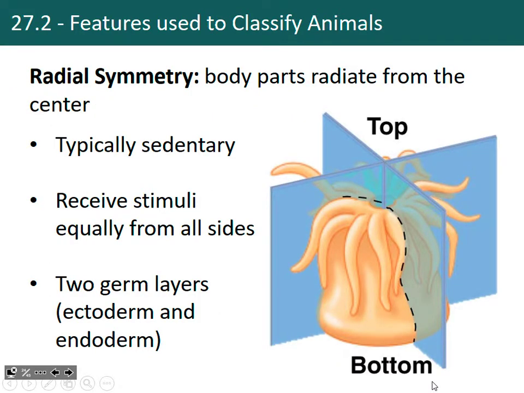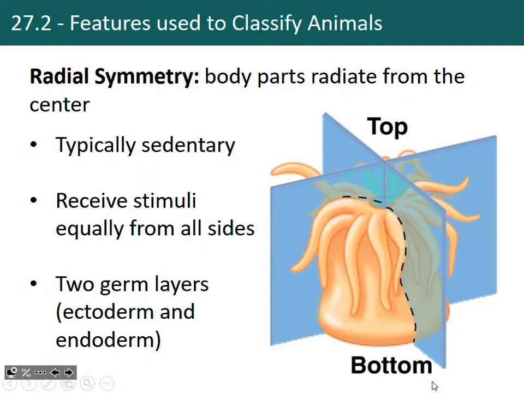So radial symmetry is common anytime we have body parts radiating from the center. So we have an organism that is roughly spherical in shape and it has matching body parts around that sphere. And these tend to be things that are sedentary. And so radial symmetry works really well if you're a sedentary anemone anchored to a reef somewhere and you can't move, because now you can sense your world from all the way around your body. So you're able to receive stimuli equally from all sides. You don't have to worry about whether it's behind you or in front of you because your sensory organs are radially symmetrical. They're around the entire body.